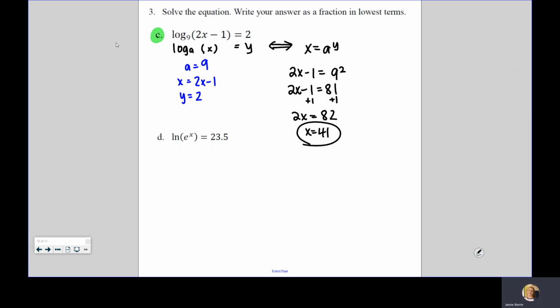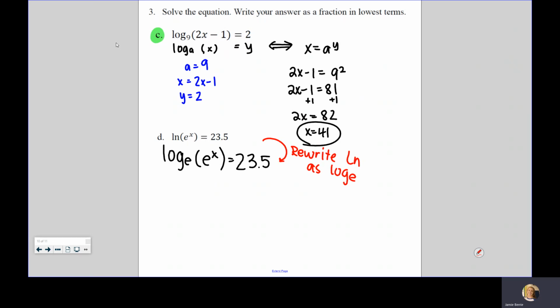All right, so I put this next one in here because it's actually super easy, but sometimes it throws people off when you see that ln. So we have natural log of e to the x equals 23.5. Now the trick here, and this is the trick for a lot of these logarithmic equations that involve ln, is to rewrite ln as log base e. So all we did, we'll write off to the side here, is rewrite ln as log base e.